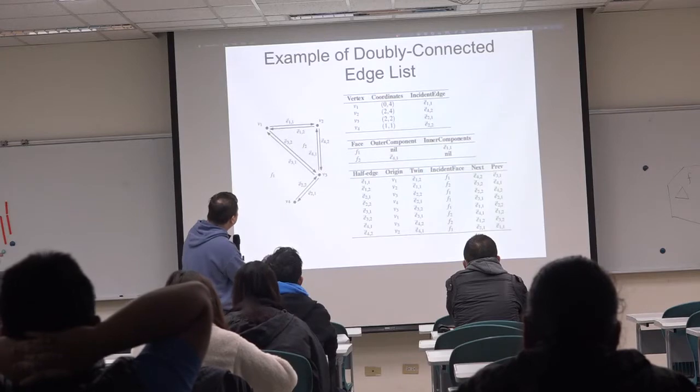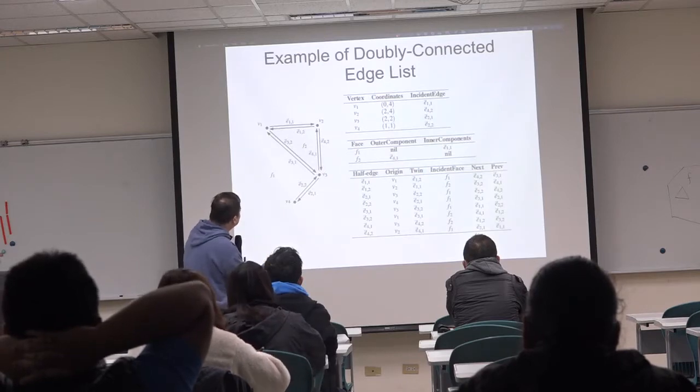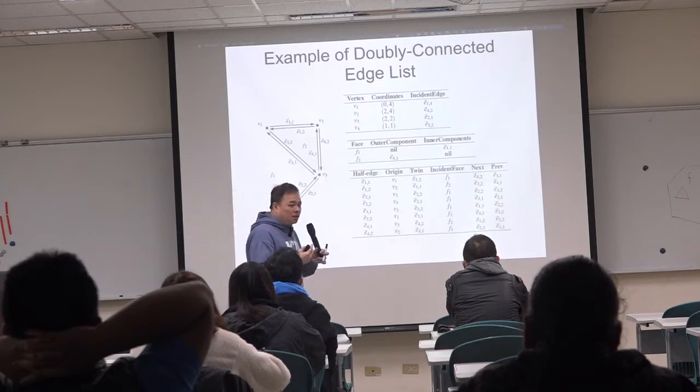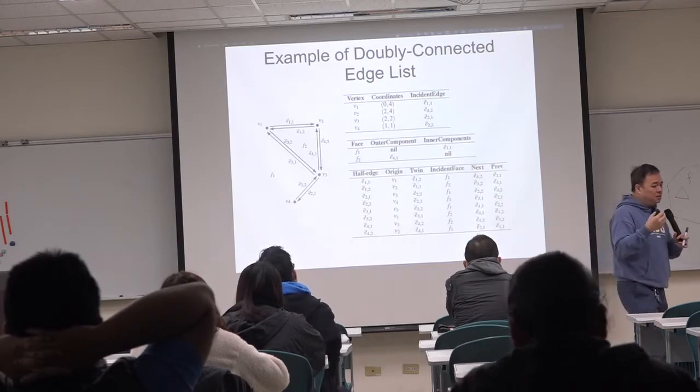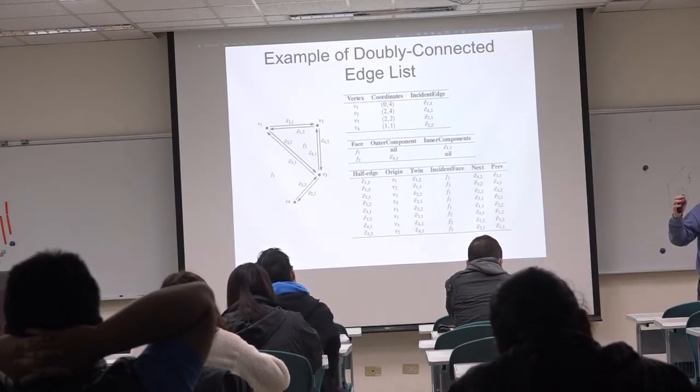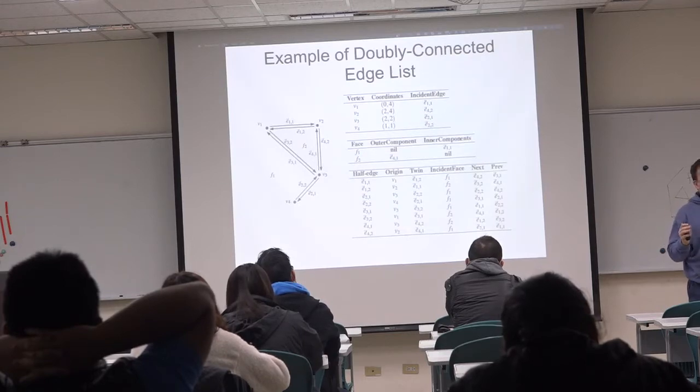E41 is the counterclockwise direction. So this is not arbitrary. The counterclockwise direction means it's the outer boundary. The clockwise direction means it's a hole. Okay?